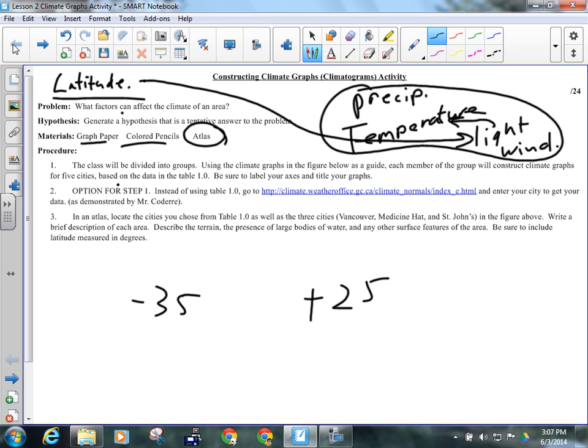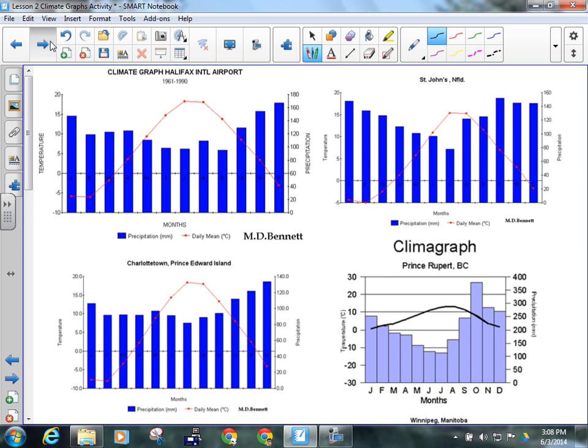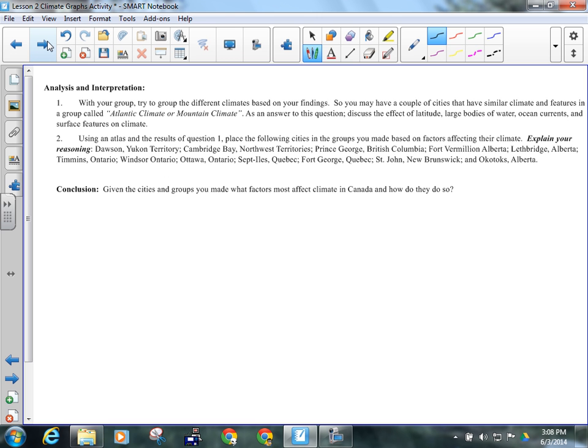Then you and your group can start putting them together into groups, and you can say, well, this is the prairie group, and this is the mountain group, and this is the central Canada group, or whatever. You decide what you want the groups to be. Everybody follow? So that's the start of the analysis right here: with your group, group the different climates based on your findings.